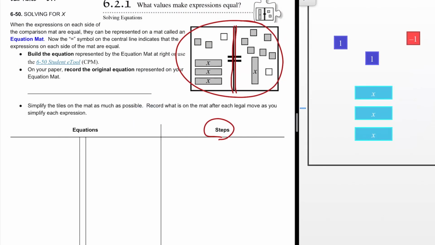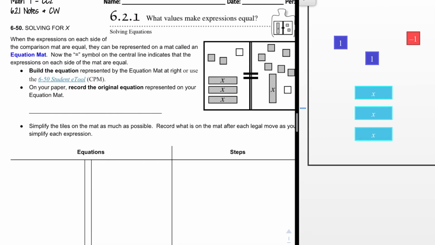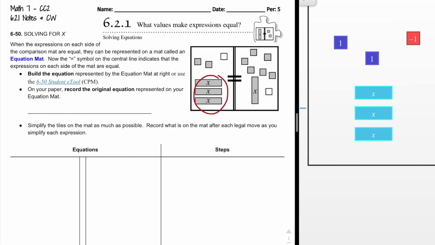I'm going to move it to the right a little bit so that I can fill out what the blanks are asking me for, so you can keep track of what we're supposed to be understanding here. It says on your paper, record the original equation represented on your equation mat. So it looks like I have 3 x's that are positive, and 2 ones and 1 negative 1 unit. The equal sign goes right where it belongs after I have written out everything on the left side of the mat. And on the right side is 1 positive x and 1, 2, 3, 4, 5, 6 positive 1s and 1 negative 1.